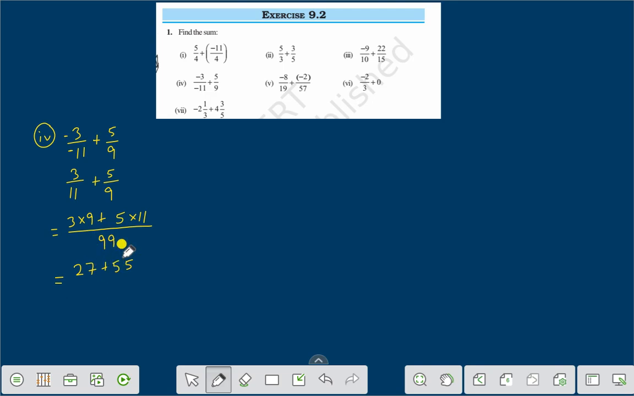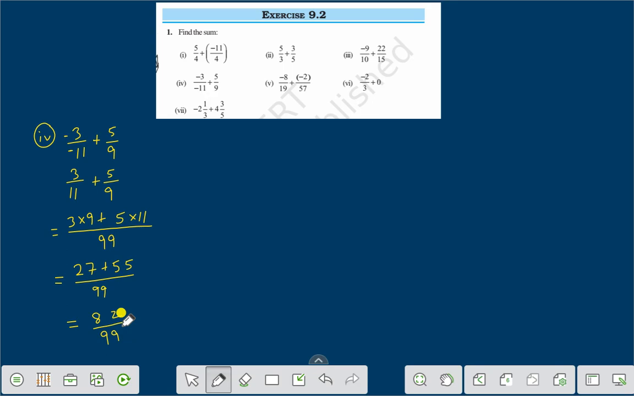So it is 27 plus 55 divided by 99. If we add the numbers, that is 5 plus 7 is 12, 2 carry 1, 2 plus 5 plus 1 is 8, so 82 by 99. Therefore, the answer of question number 4 is 82 by 99.